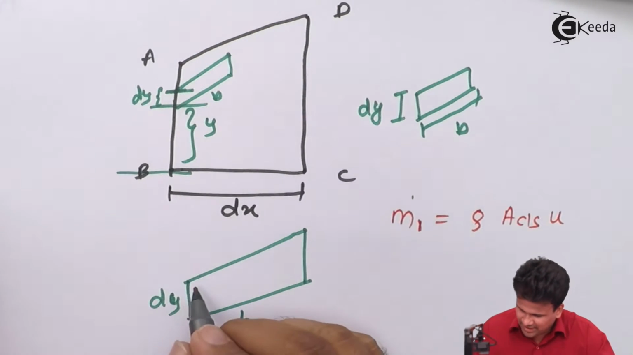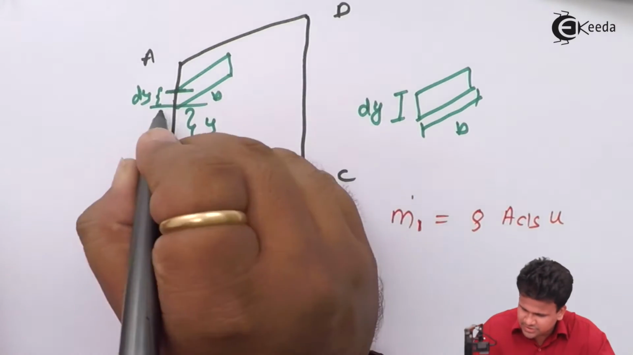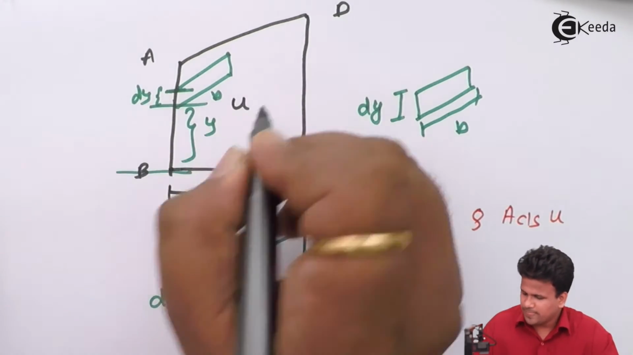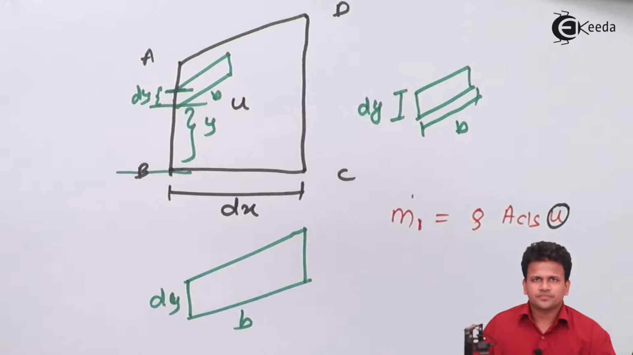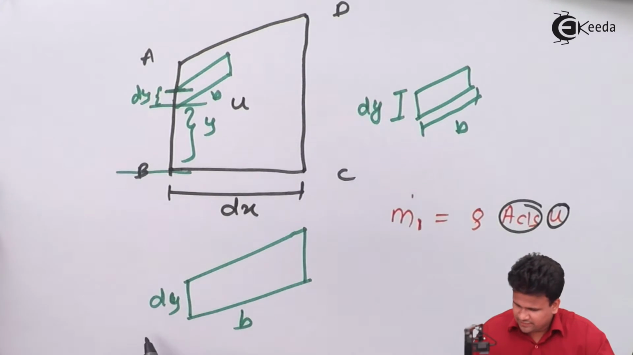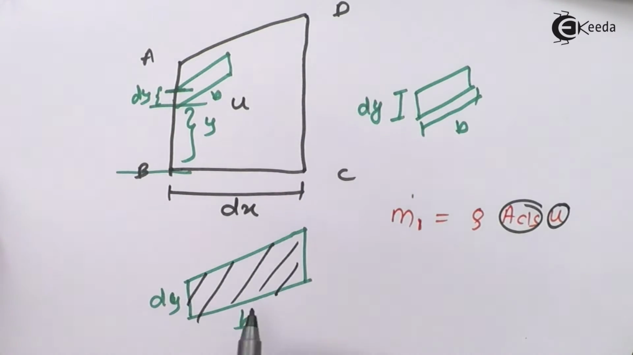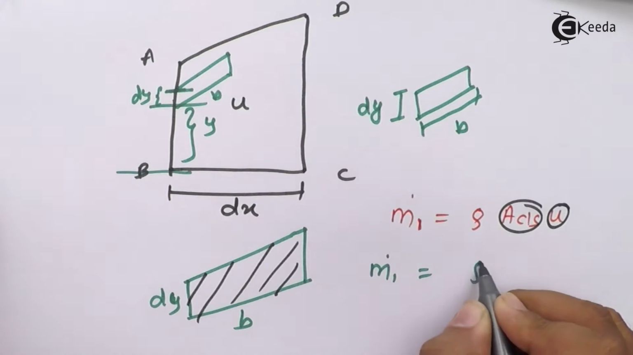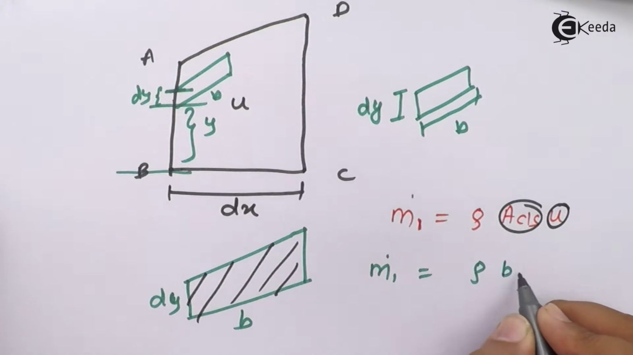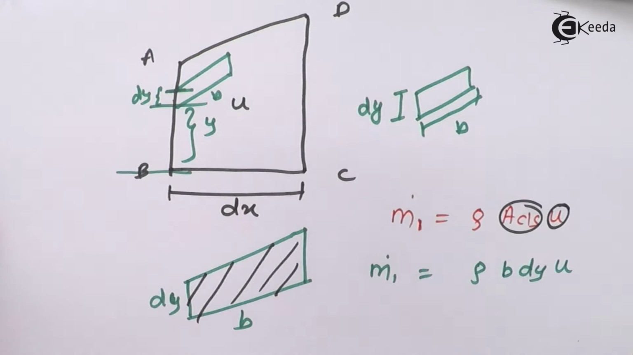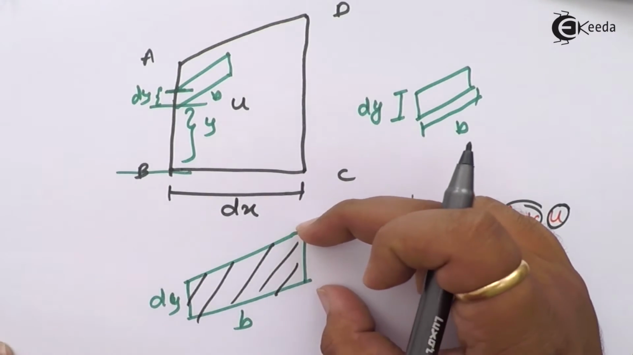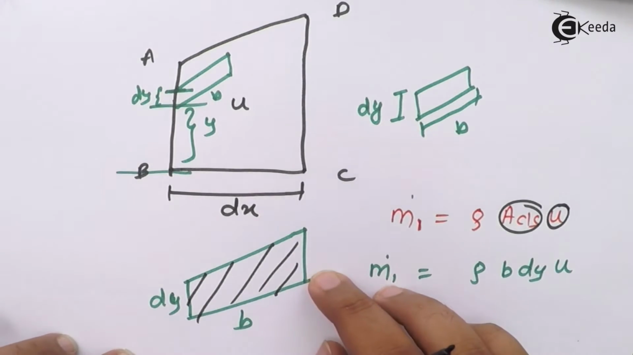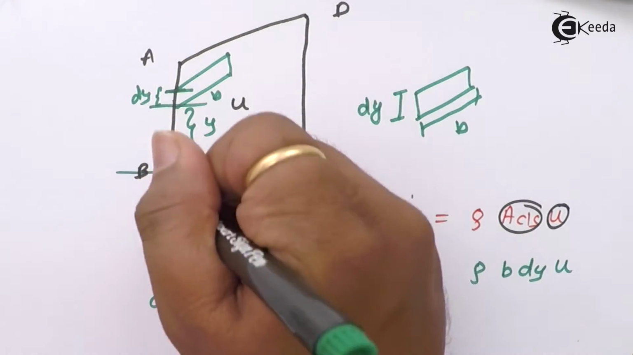Now since we have considered the velocity at distance y as equal to u, here the velocity will be u, and the area of cross section will be given as this entire area, that will be equal to dy into b. So this will be equal to m dot 1 equals rho into b into dy into u. Now since this is only valid for this small strip, but we don't want this for mass flow rate for this entire strip, we need that for that entire surface.